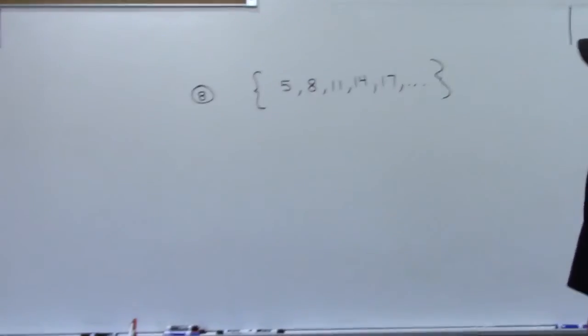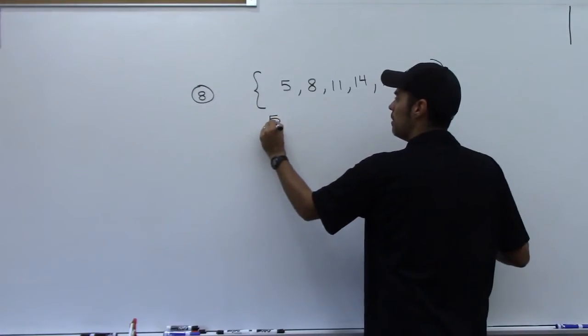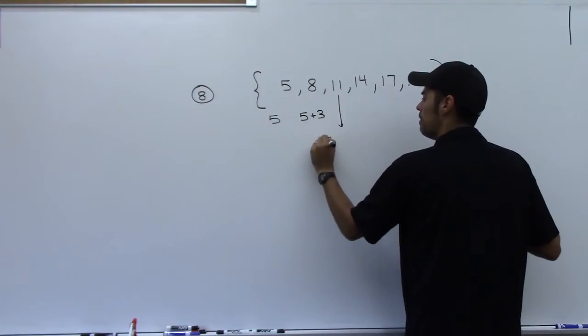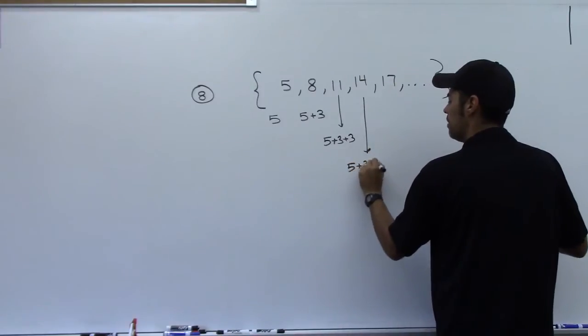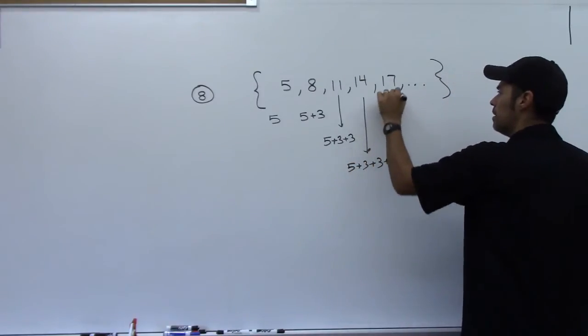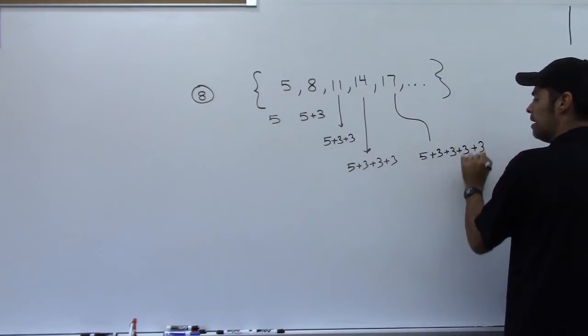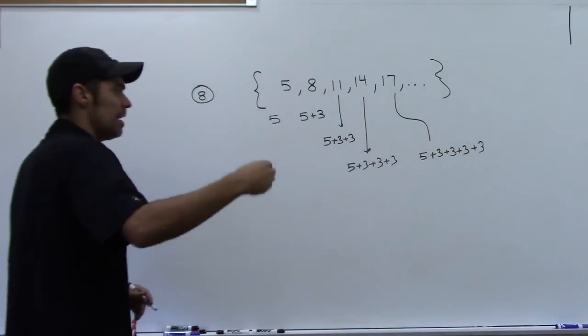So what's going on here? Notice that each of these, it's just going up by 3 each time. Just keeps on going up by 3. So this first one is like 5. This one's like 5 plus 3. This one is like 5 plus 3 plus 3. This one's like 5 plus 3 plus 3 plus 3. This next one is 5 plus 3 plus 3 plus 3 plus 3. So each time I take a step into the next number, I keep adding another 3.